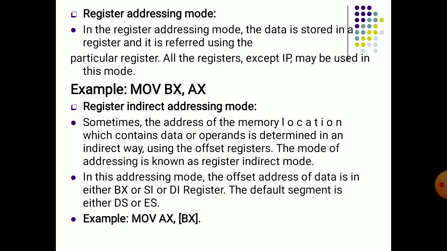The best example is MOV BX, AX. The meaning of this instruction is that whatever content is present in the AX register is loaded into the BX register. So this is register addressing mode.